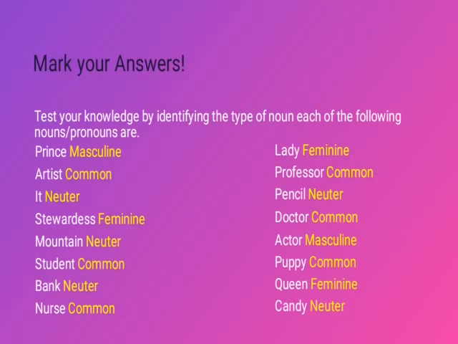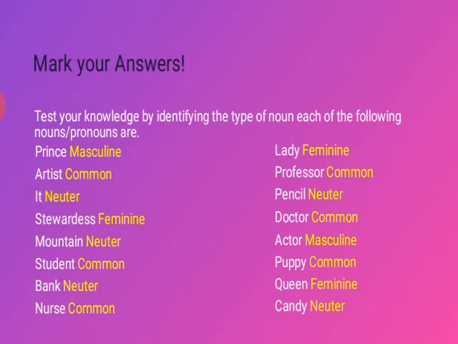Okay, now let's mark your answers. Let's see the very first example, that is prince. Prince is masculine. Artist is common because it can be used for either male or female. It is neuter gender. Stewardess, it ends on ESS, so it's feminine gender. Mountain is lifeless, so neuter gender.